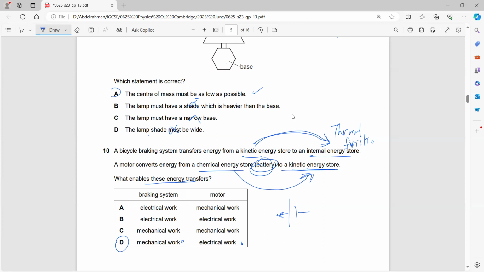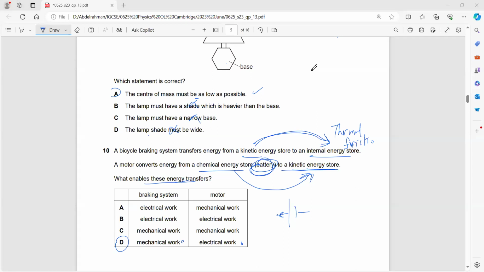Yes, the battery stores chemical energy. When the battery stores chemical energy, what's the energy produced? You need to think about it. What's the energy produced when you connect it to wires? The positive terminal and the negative terminal. What happens when you connect the battery to some wires? It produces electrical energy.